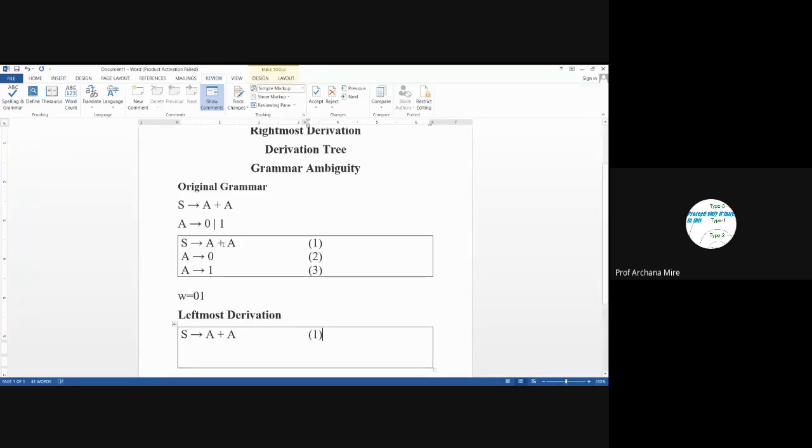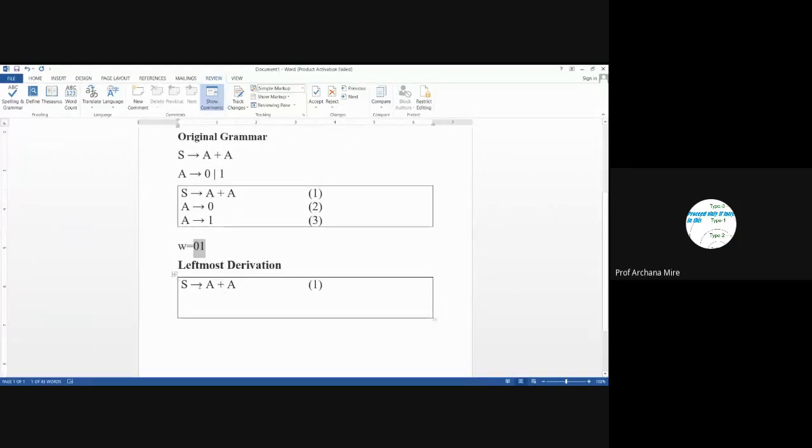We have rewritten this grammar by assigning a number to each production rule, and now we are actually starting to derive this string by using this grammar. So we are applying production rule number 1, S leads to A plus A. Now, since we are using the leftmost derivation approach, we replace the leftmost non-terminal symbol, which is this one. So let's replace it with its corresponding production rule.